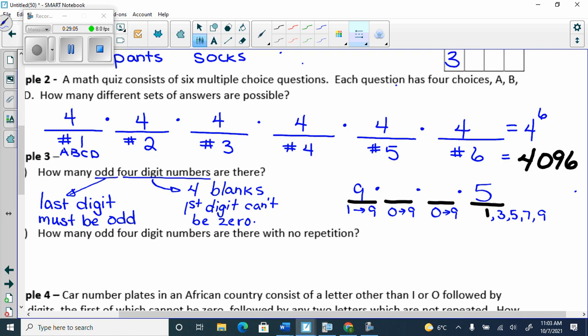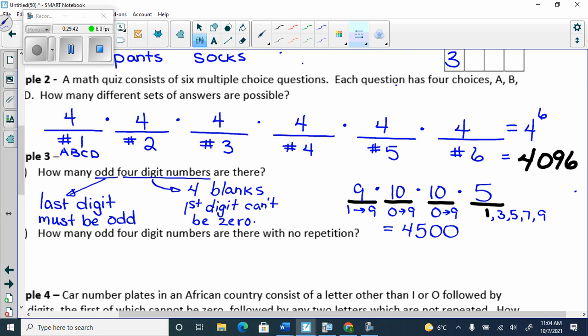Then 0 to 9 is how many options? 10. 0 to 9 is 10. Some people will say, how can I put the number 10 in a blank? That's not the number, right? That's how many options it is. We agree? So this represents 9. I have 9 different options for the first blank, 10 for the second, 10 for the third, 5 for the fourth. And how many is that? 4,500. So how many odd 4-digit numbers are there in the world? 4,500, right? Different odd numbers.